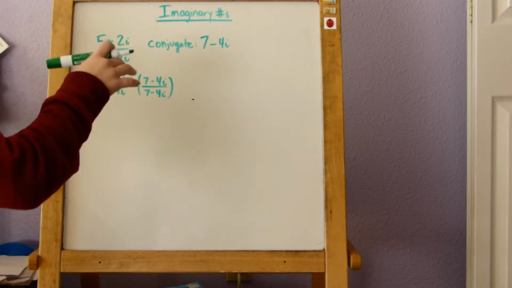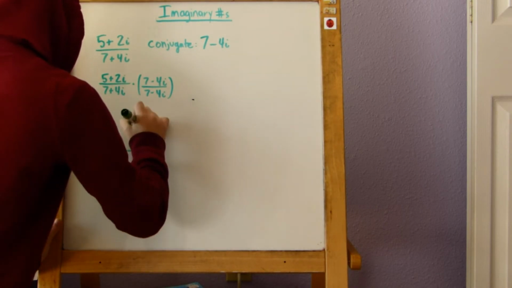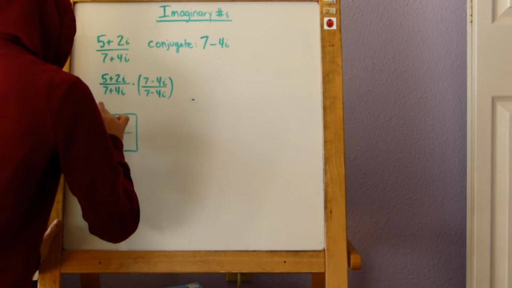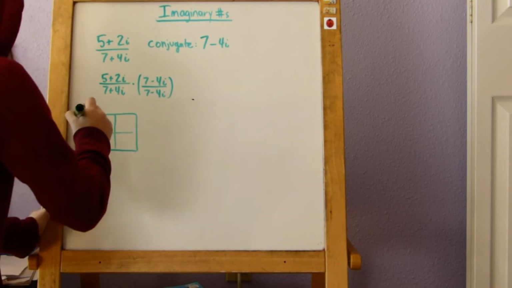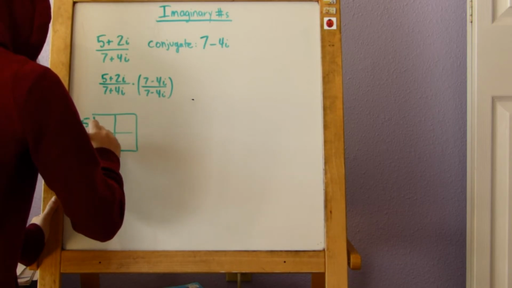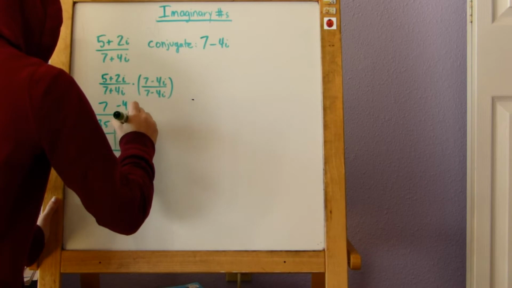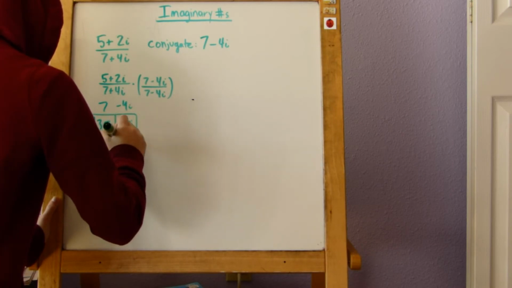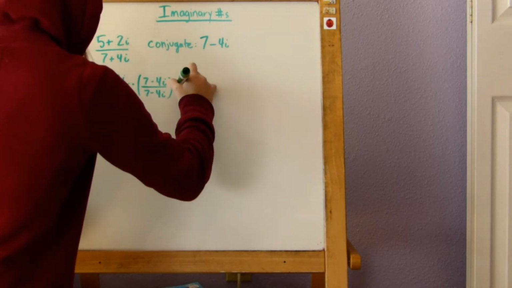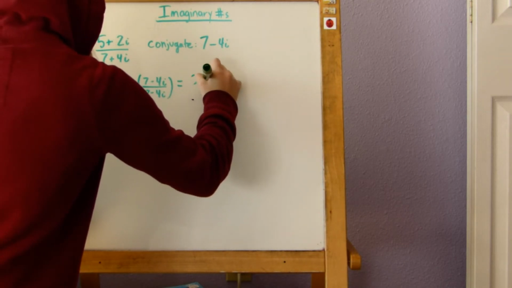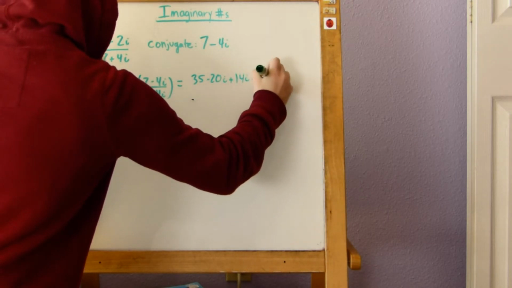And this is where you gotta do a bit of work, but we'll get through it. So we're just gonna set up the same thing we did for the first multiplication problem and I'll speed through it. So 35, negative 20i, 14i, negative 8i squared. So the top is 35 minus 20i plus 14i minus 8i squared.